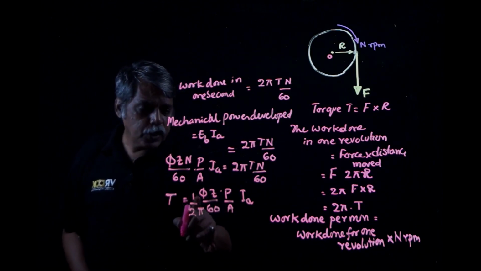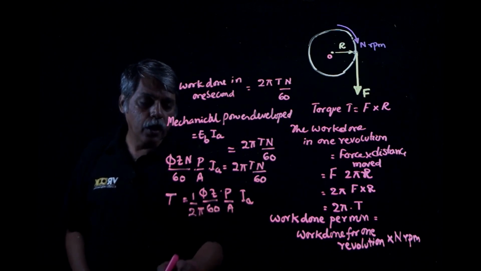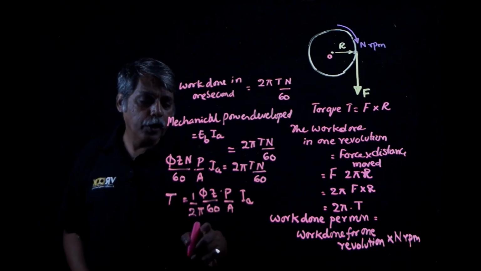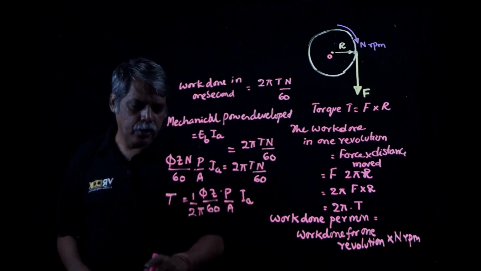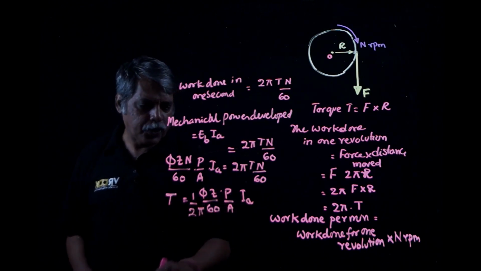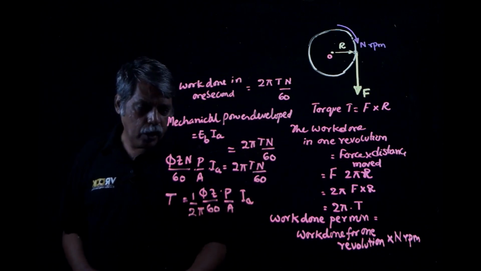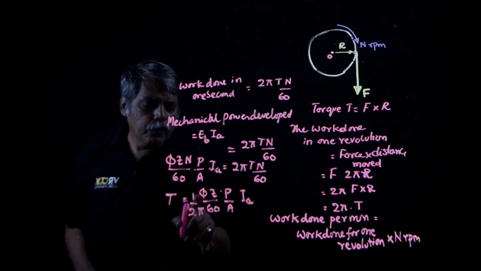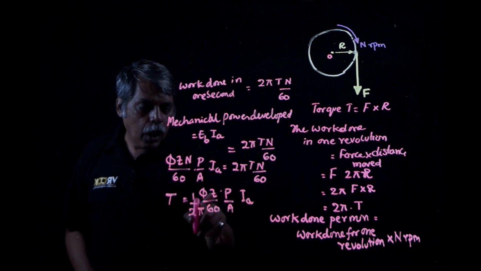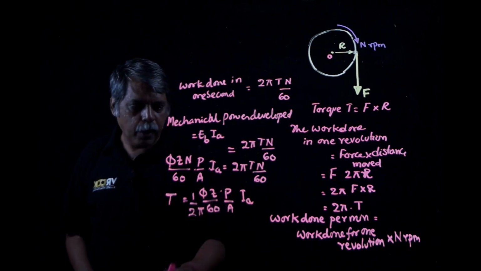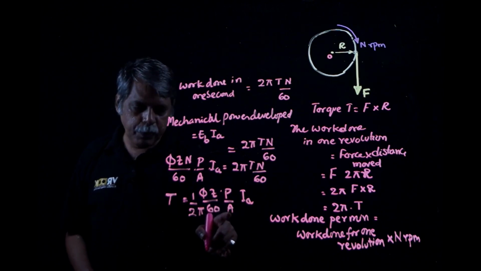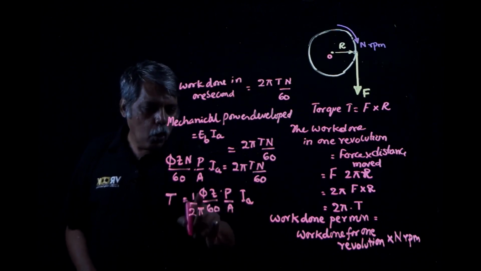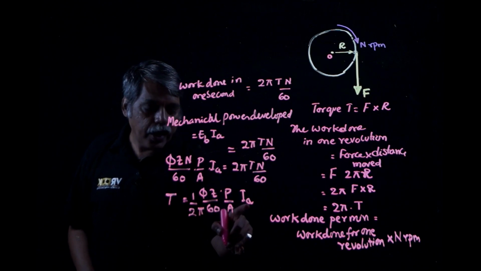This is the expression for the torque. I can simplify this 1 upon 2 pi 60 and write this as 0.159, and I can further simplify this expression. But if you look at this expression, for a given DC motor, if the flux is constant, the other terms being the physical parameters, that is the number of poles, number of conductors, and A, which depends on the type of winding, the only variable is Ia.